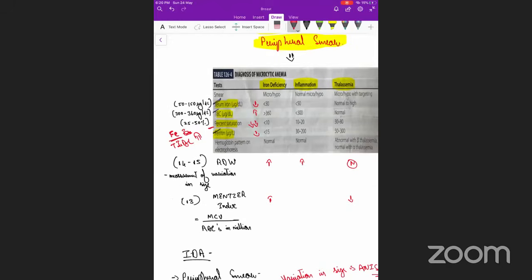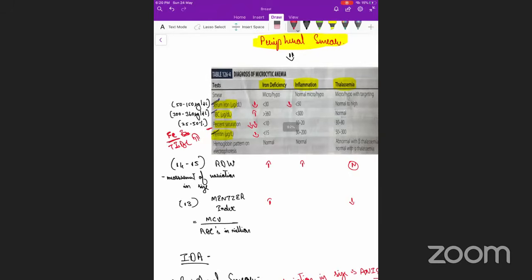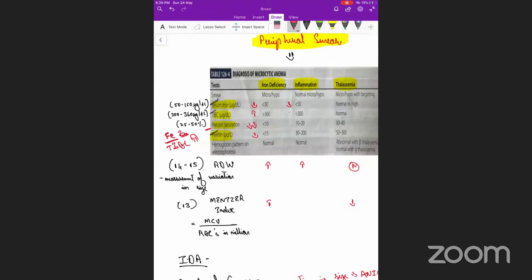With this, how do we differentiate chronic inflammation? In chronic inflammation, again, serum iron will be low, but the TIBC will also be low. Serum iron as well as TIBC will be low. But the characteristic feature in chronic inflammation is that serum ferritin, being an acute phase reactant, will be high. So serum ferritin levels are high.